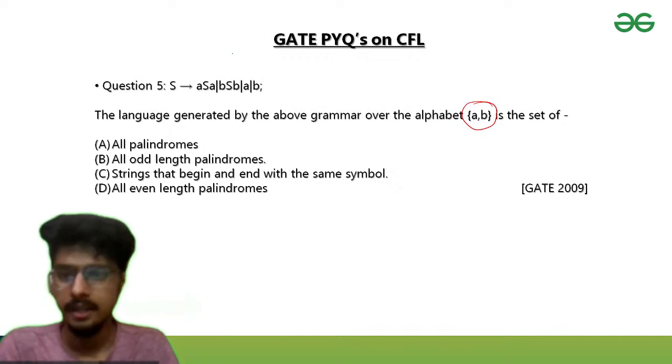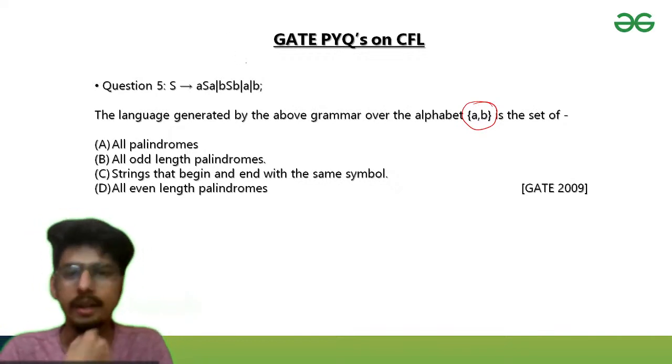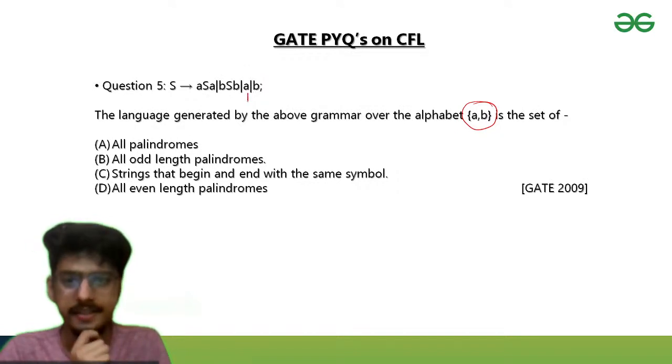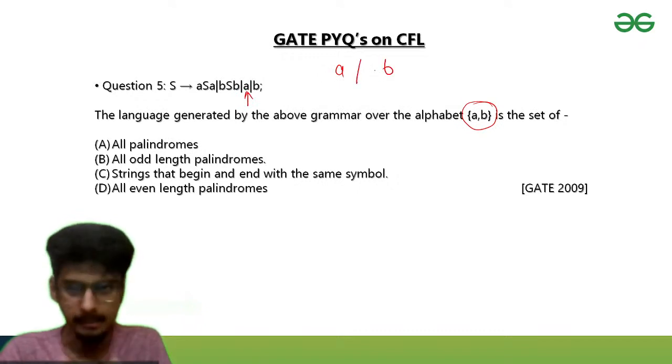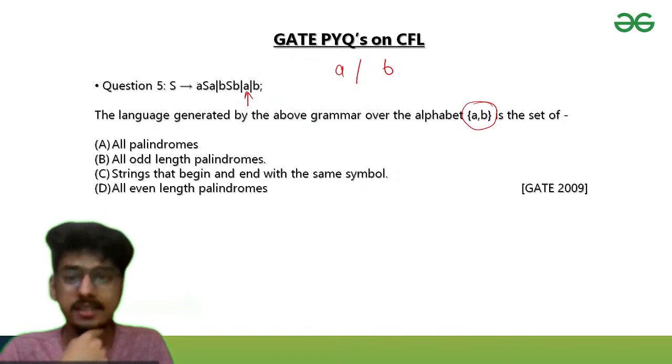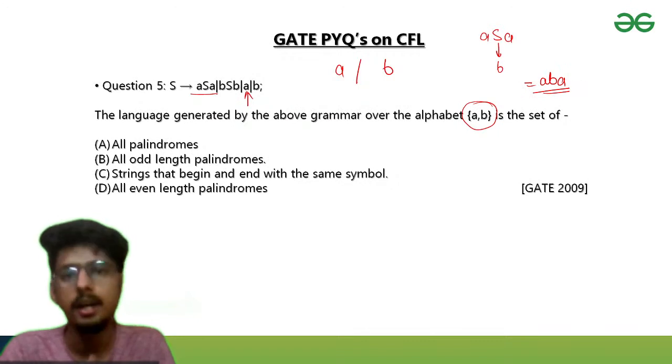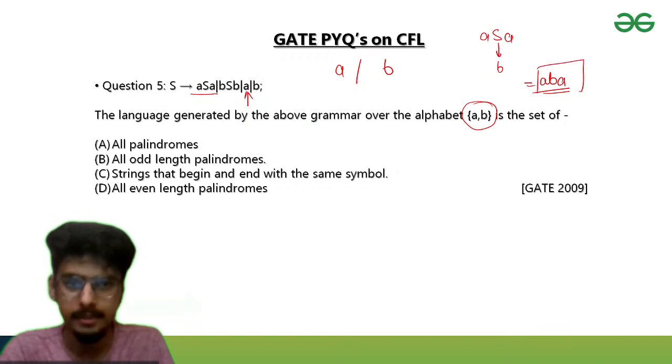This question says, first let's see what it is actually generating. Basically, I can generate simply an A or I can generate simply a B. So this is a palindrome, first thing. Let's suppose I go with the production ASA. Then again I can go with another production, let's say I just go with B. Ultimately the string will be ABA, which is again a palindrome, an odd length palindrome. So I am able to generate ABA out of it.